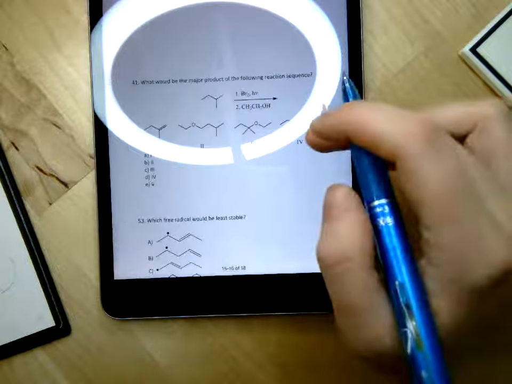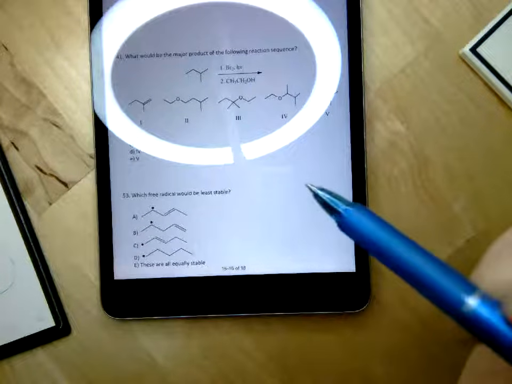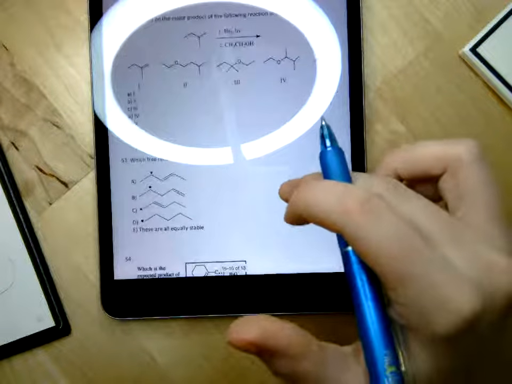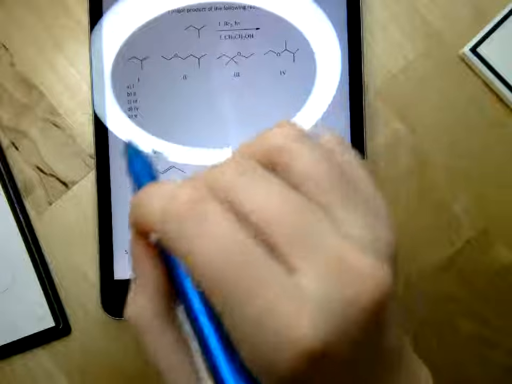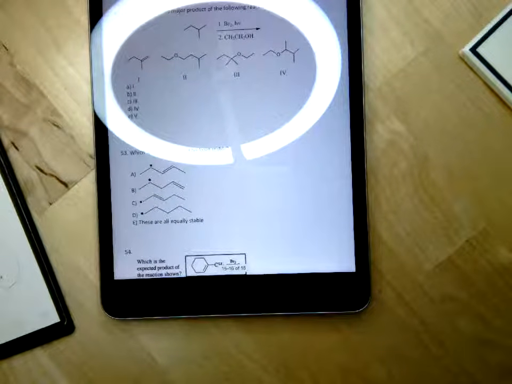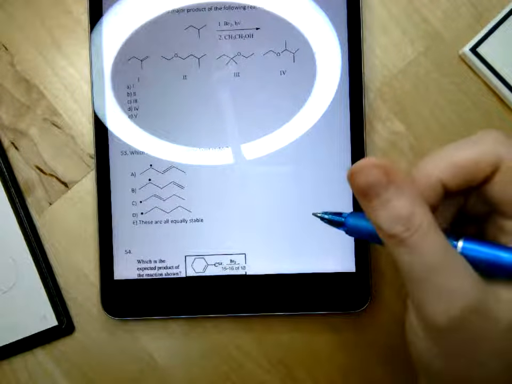So this kind of shows you how these reactions build on themselves, how you can take an alkane and make it functional and then react it with something else. I don't know what happened with the numbers here, but 41 skips down straight to 53. So 53, the answer of which radical would be the least stable.